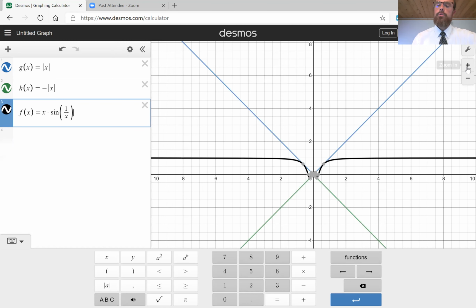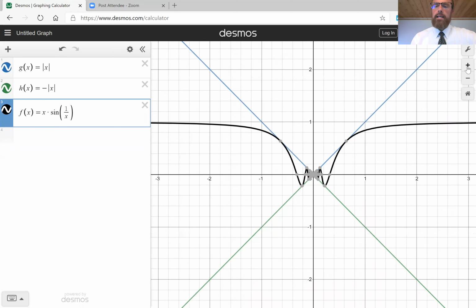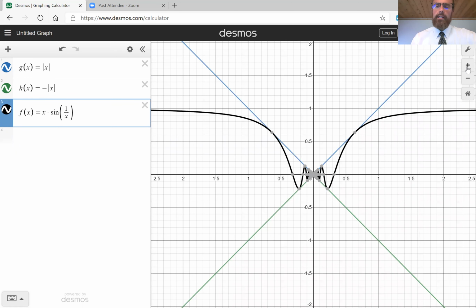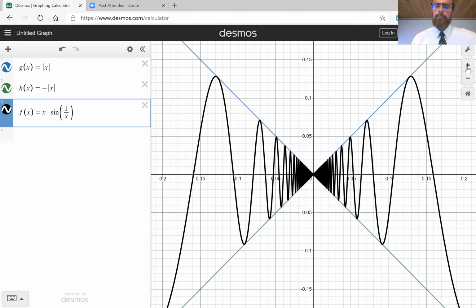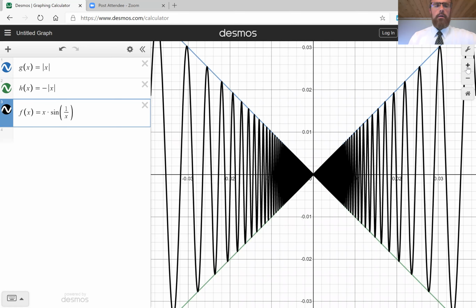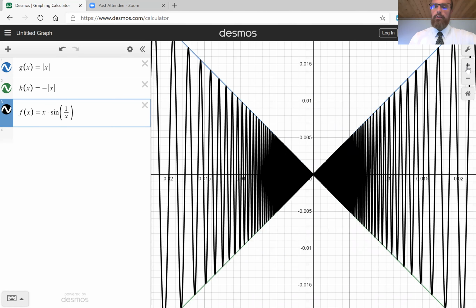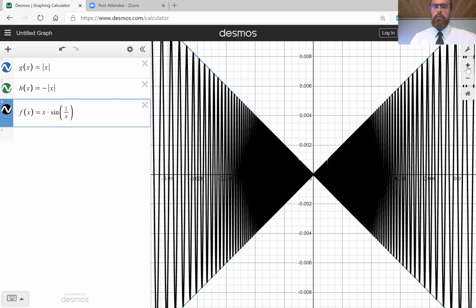So what I'm going to do is zoom in. And what I'm trying to find is what's happening to this x sine of 1 over x, the function that is graphed in the black line. So I'm going to just keep zooming in. So clearly this function is in between the two absolute value functions. But what I'm seeing is that no matter how far I zoom in, the graph is going up and down and up and down in smaller and smaller increments to where it almost looks solid.